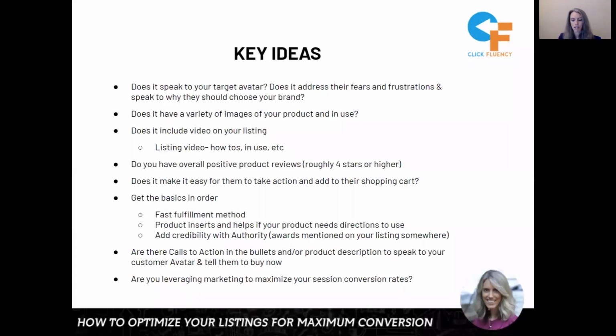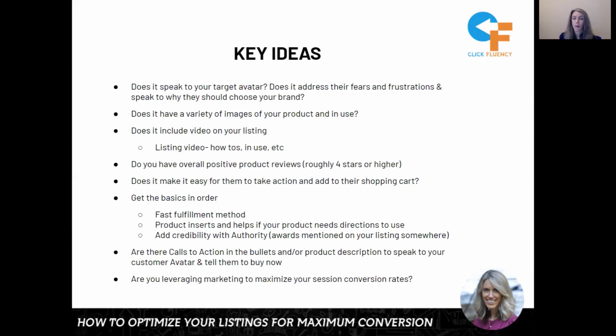So some key ideas of things we've covered. Does it speak to your customer avatar? Does it address their fears, their frustrations, why they need to choose your brand, your products, right? Because of all the competition on Amazon, that's really important. Do you have a variety of images and showing your product in use? Do you have videos on your listing? Do you have that overall positive product review? Typically for most brands, you're going to want to try to be around 4 stars or higher. Does it make it easy for them to take action to add it to their cart? Remember that suppressed buy box does not make it easy for them.